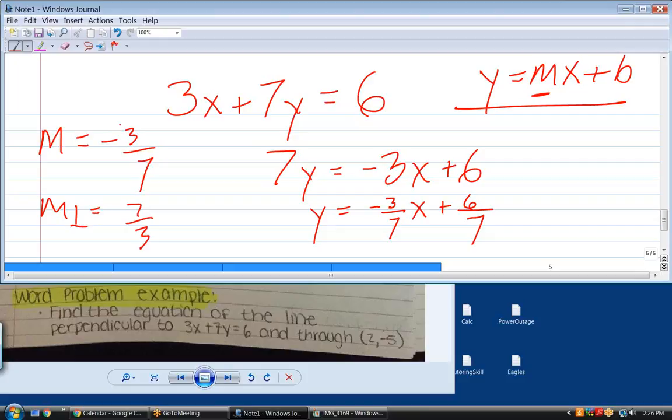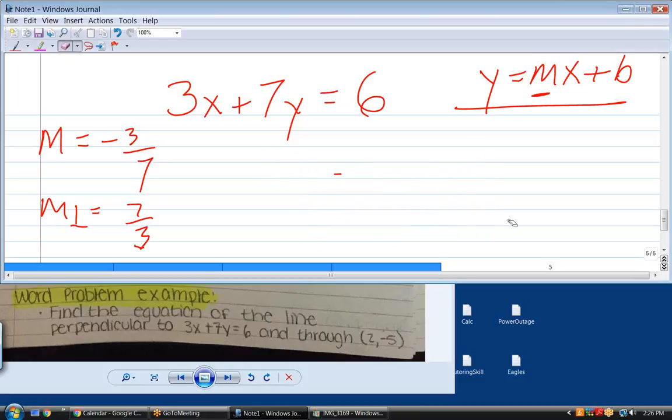Okay? In other words, you have to not only flip the fraction, but you have to change the sign. Whatever the sign is, just change it. So opposite reciprocal actually is better than negative reciprocal. And this little sign here means this is the slope of the perpendicular, not this line here.